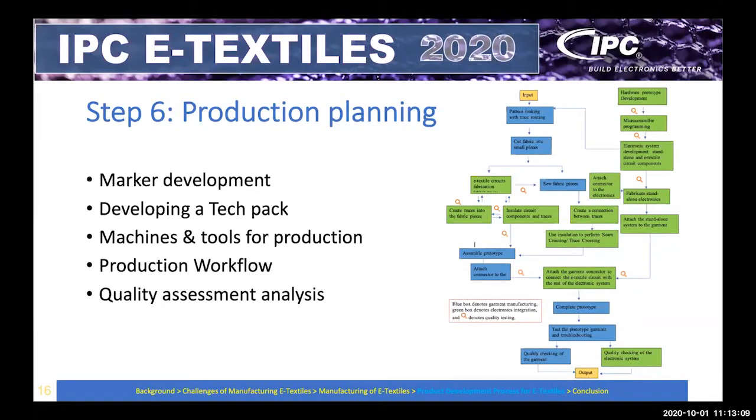And then you also have to have a production workflow for the e-textile. For example, on my right, I have a production workflow. As you can see, here are the input and output. The blue boxes denote the regular apparel manufacturing process, and the green boxes denote the electronics integration process. As you can see, the electronics integration is shown as an integral part of the process rather than a separate process. And finally, you have to do a quality assessment of the final production as well.